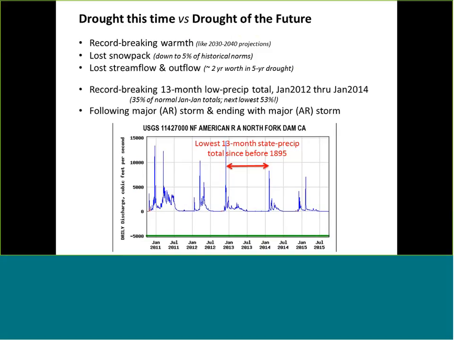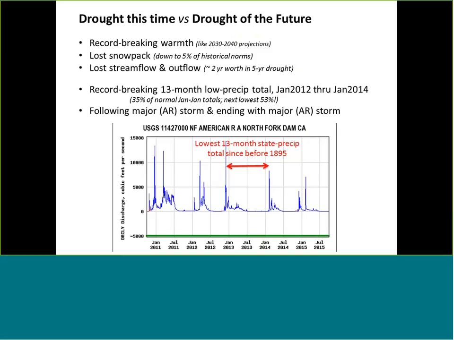So finally, to bring it back home, droughts this time versus droughts of the future, I just wanted to make a couple comments. This time we have this record-breaking warmth during this drought. As I said earlier, we're looking at temperatures in the last few years that are in the vicinity of what we would expect in the 2030s and 2040s in current climate change projections.